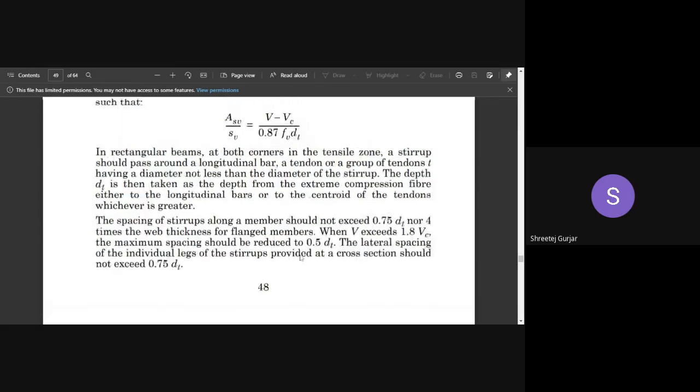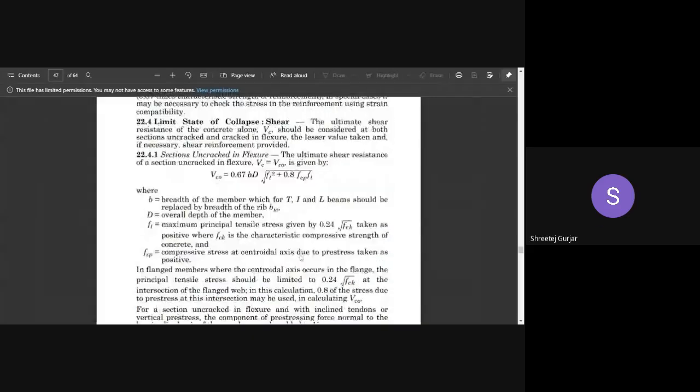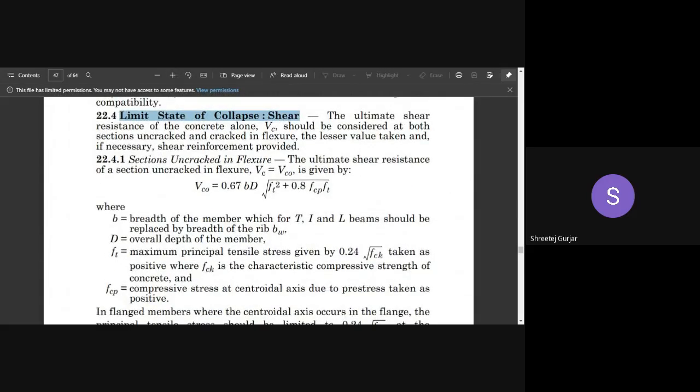So this is all about the theory part which we have covered using your code book. If you have not understood any part of limit state of collapse in shear, any of the concepts or terms, please ask now. I hope you have understood. Is it clear, guys? Yes, sir.